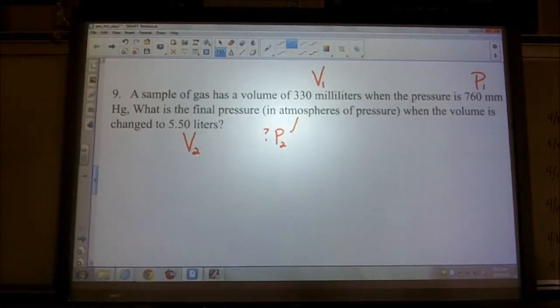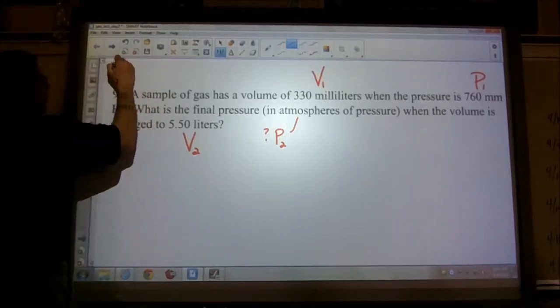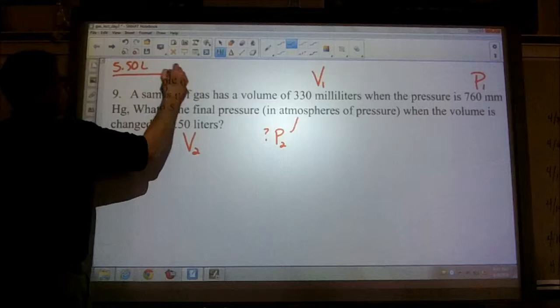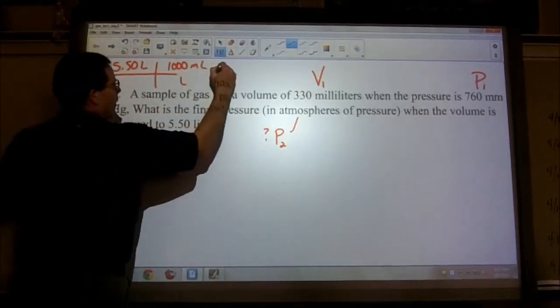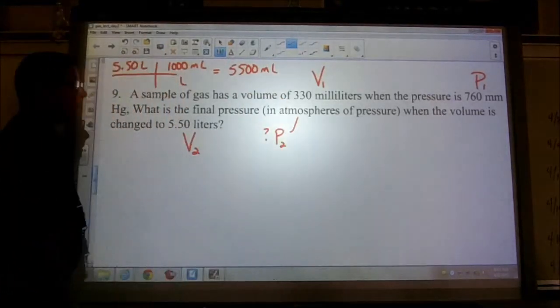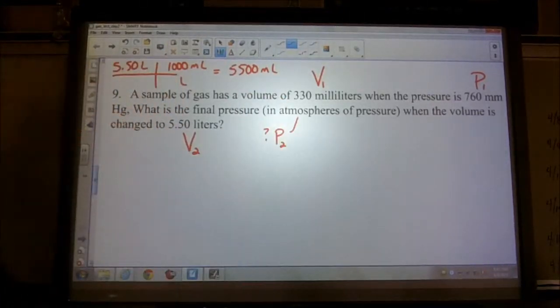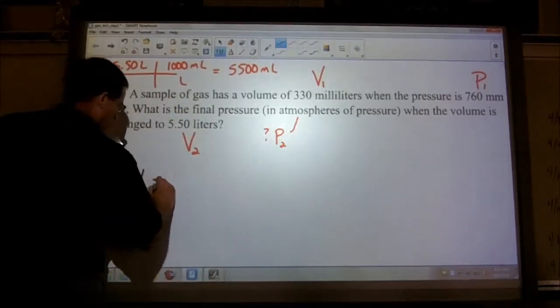So again, what do you want to change? The liters or the milliliters? Liters. The liters? Okay. So if we have 5.5 liters, get that to milliliters. So that's 5,500 milliliters. Okay. And we'll do the atmospheres at the end. So again, you are given this.